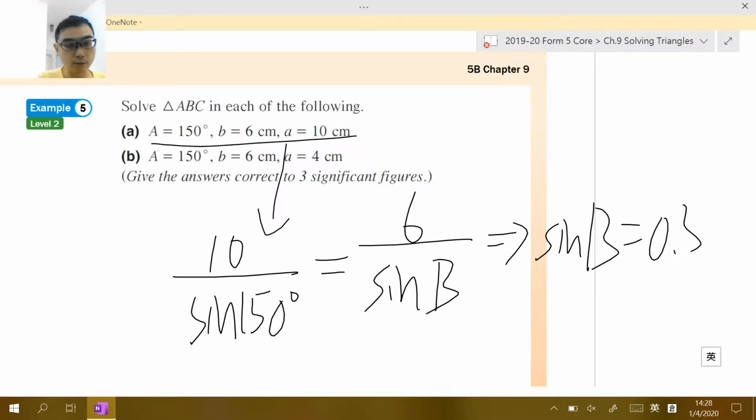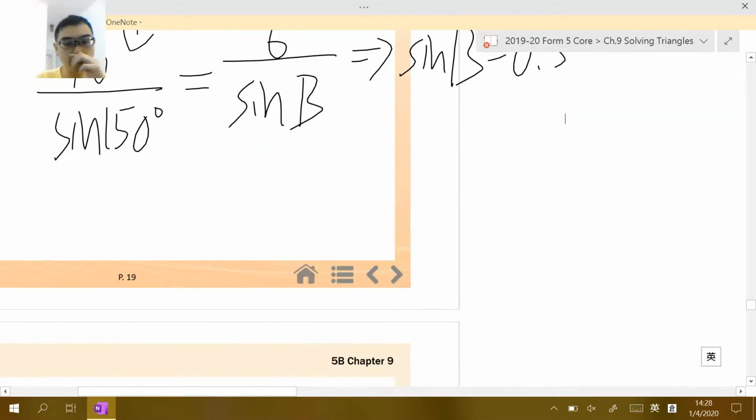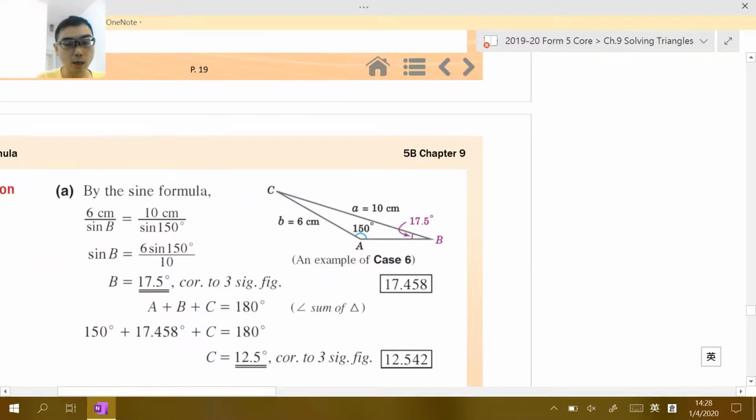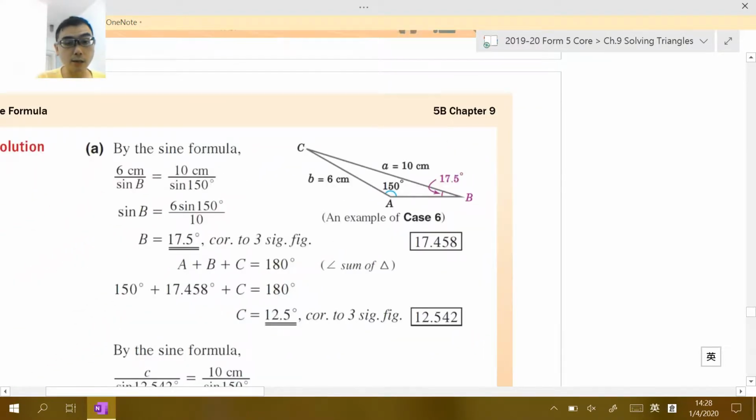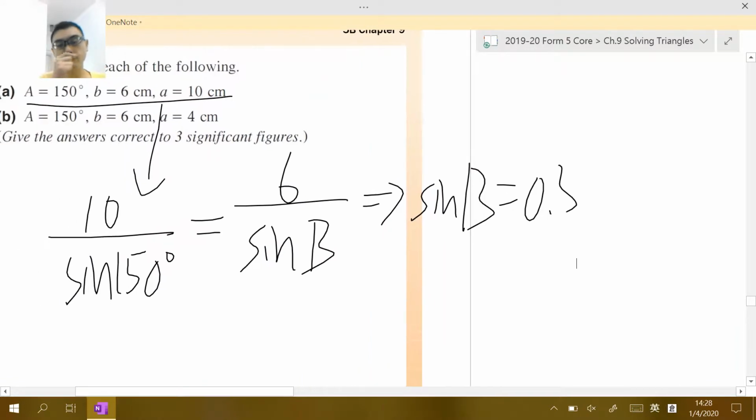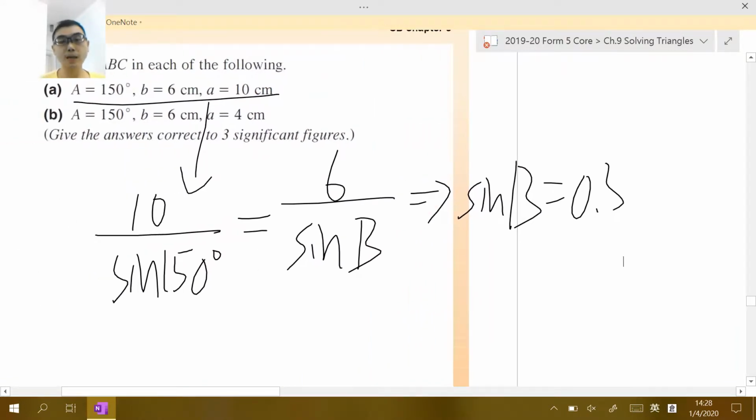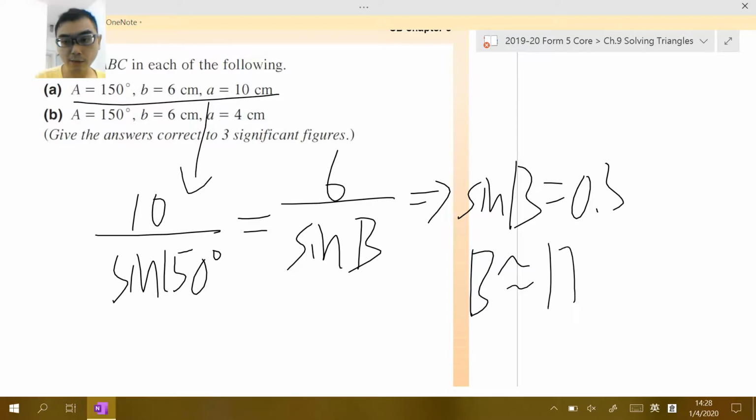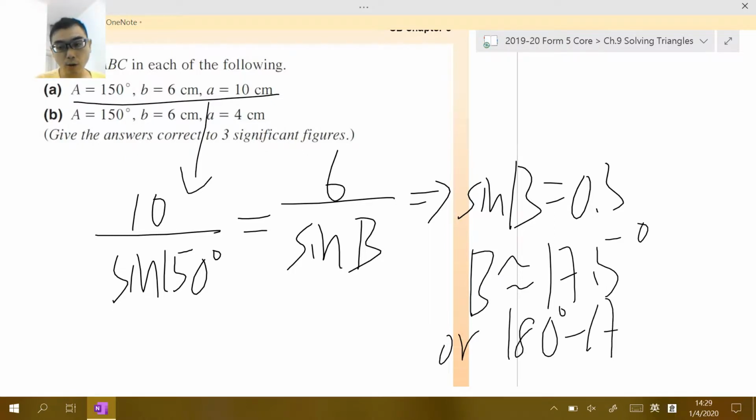So if this time you have sine B equals 0.3, once you check by using the calculator, you will see that B will have two angles. The first is about 70.5 degrees, but because the second could be a second quadrant angle, you may say, oh Mr. Wong, do I need to write this one as well?